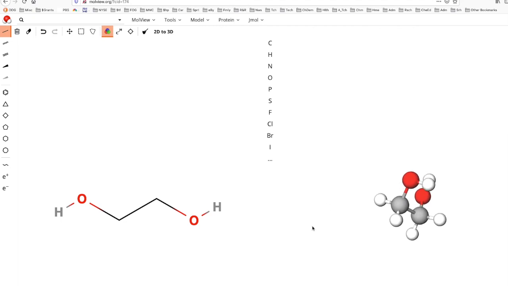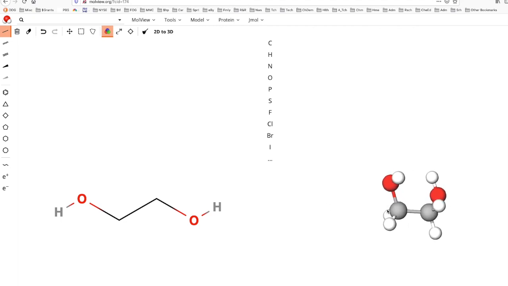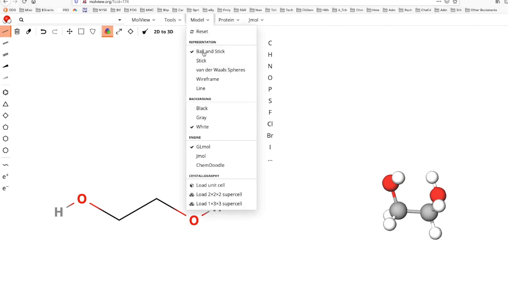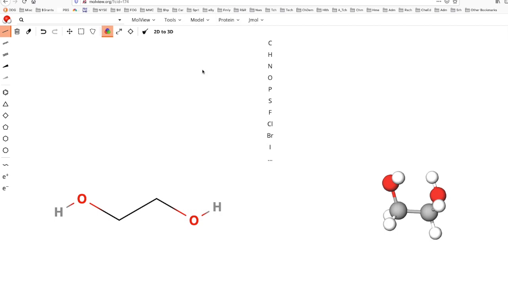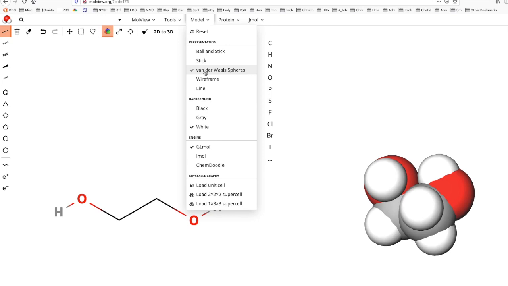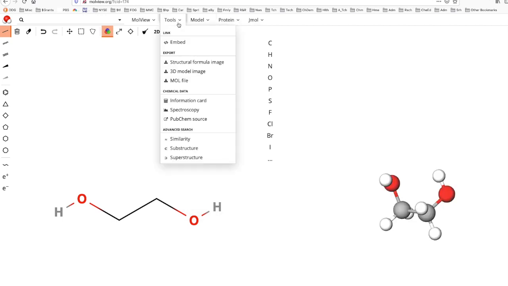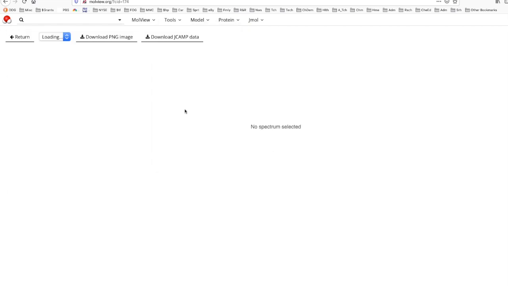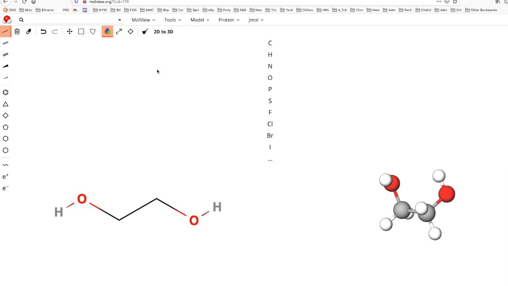So here it is right here. I'm going to go ahead and copy and paste. Then I'm going to see what the space filling model looks like. Here it is right here. I'm going to explore maybe some of the properties that this thing has, like the spectroscopy. Oh, no spectrum. Okay, let's go back. Anyway, I was just seeing if that thing works. So that right there is ethane 1,2-diol.